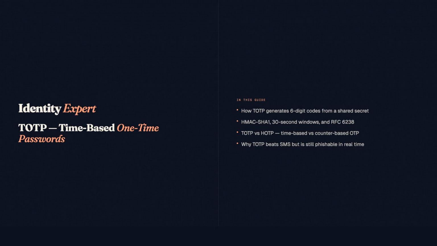In this guide, why time-based codes stopped password-only attacks and where they fall short. How the HMAC-based counter and 30-second window generate a reproducible 6-digit code. What TOTP enrollment and verification look like in an OAuth flow, and which attacks TOTP blocks versus which it doesn't.